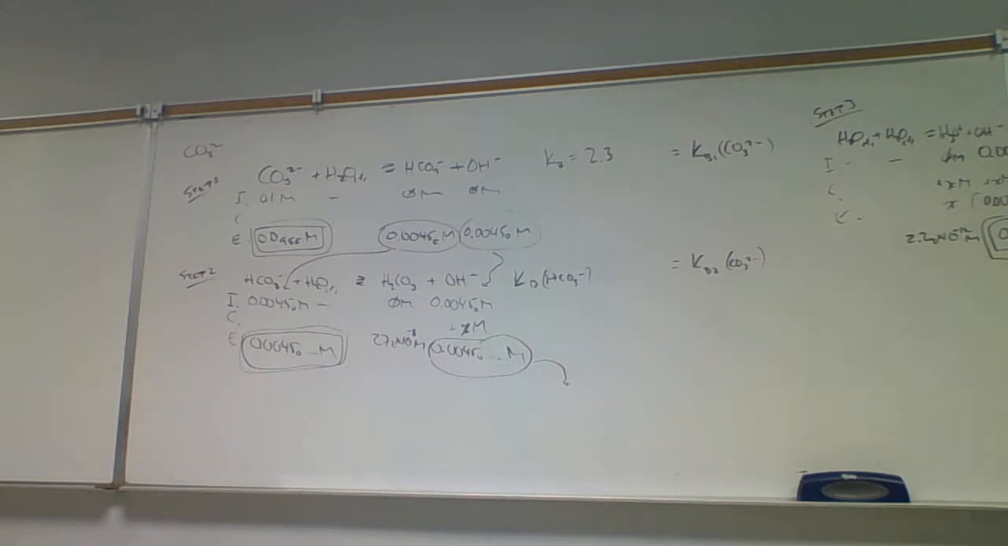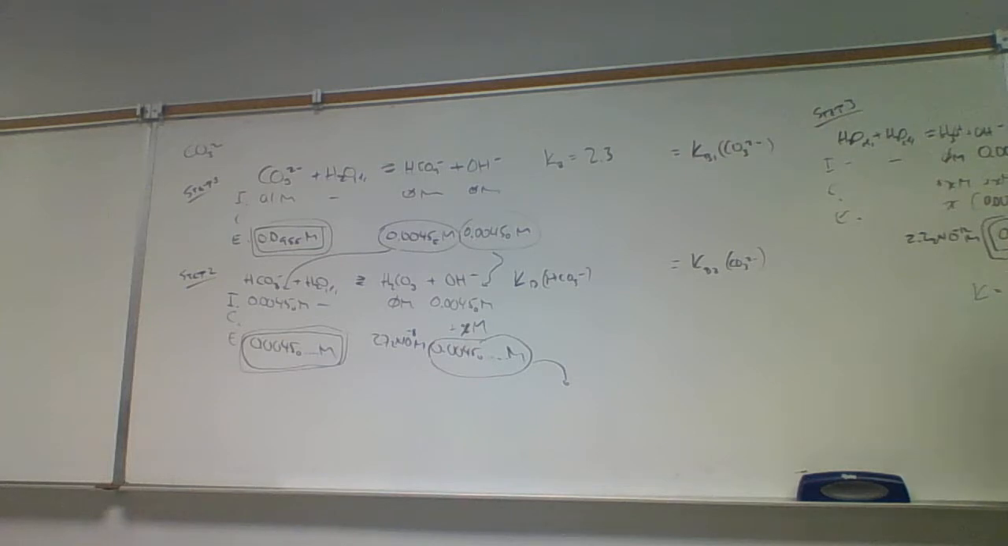Let me double check this one here. I'm just going to take 2.22 times 10 to the minus 12 times 0.0045. And I get 1 times 10 to the negative 14. And so K checks out. It comes out to 1.0 times 10 to the minus 14. So we're good. Double check.